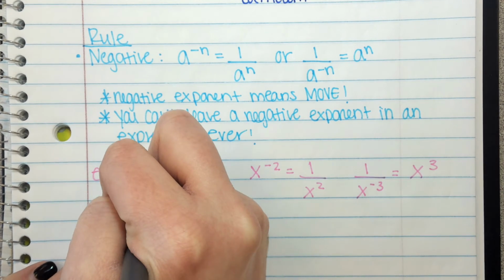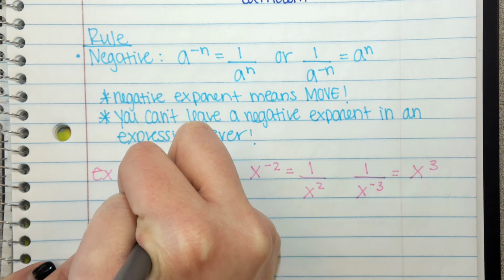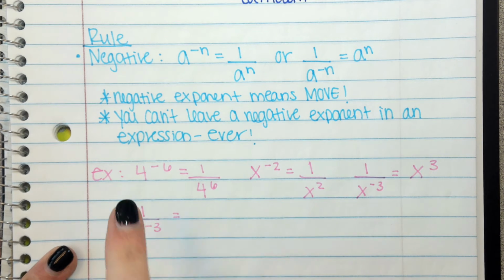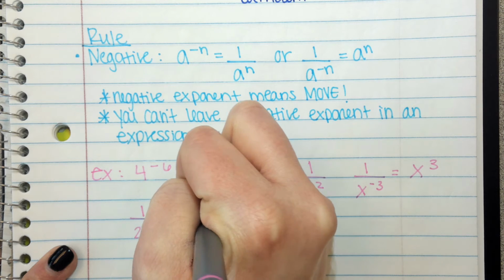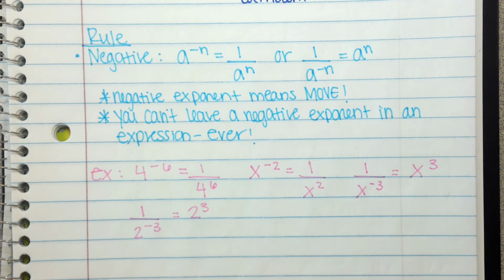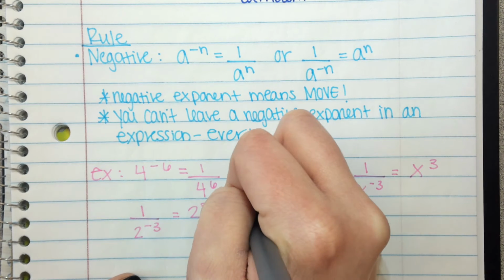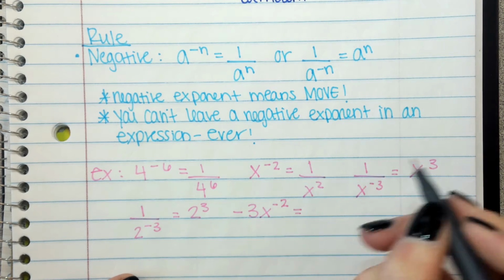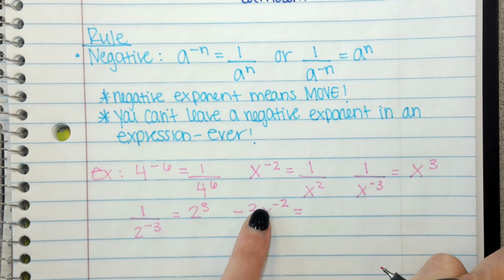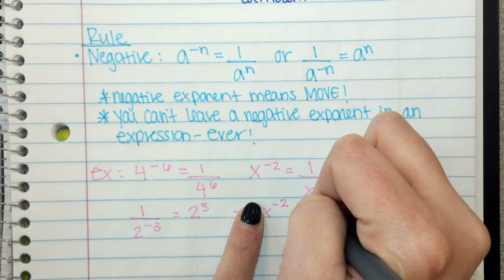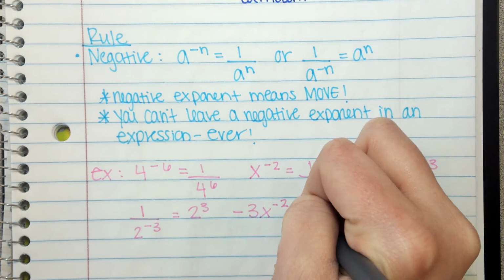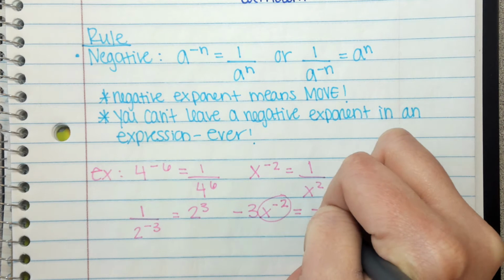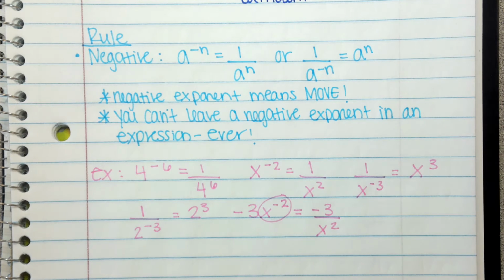Okay, if I have 1 over 2 to the negative 3rd, again, we have a negative exponent in the bottom, so we're going to move it to the top. It'll be 2 to the 3rd. All right, if you have negative 3x to the negative 2nd, okay, you have to look at it piece by piece. That negative 3 does not have an exponent, so we leave it where it is. But this x has a negative exponent, so we put it on the bottom. So x squared goes down to the bottom.